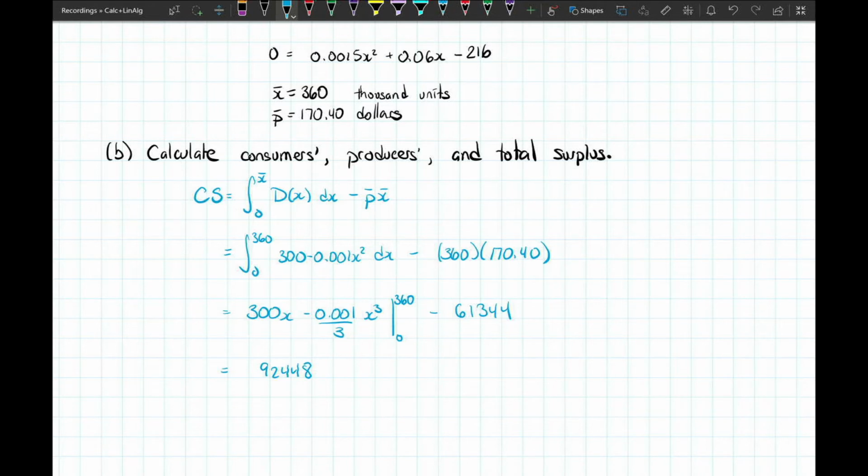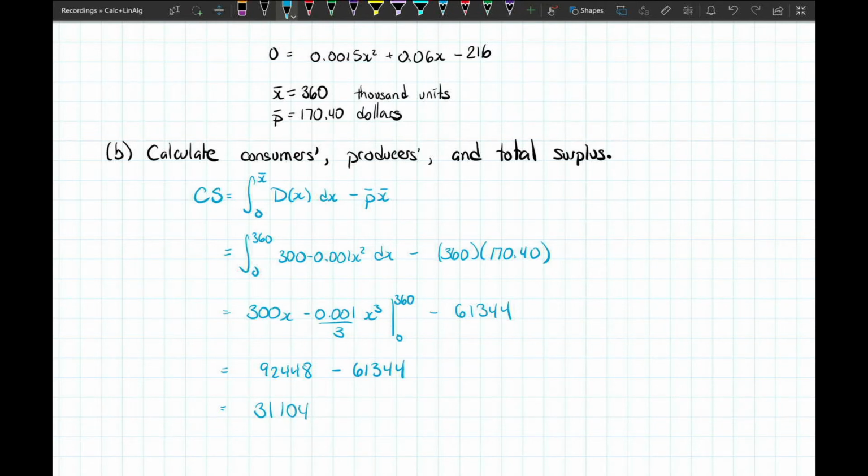And this gives 92,448 minus 61,344 for a total consumer surplus of 31,104. Now, be careful of the units here.